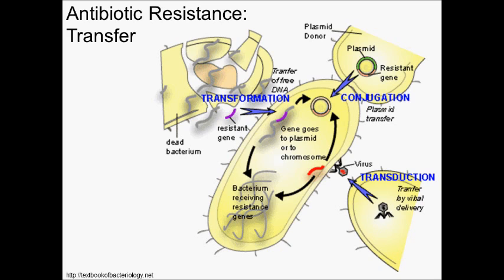Okay, and there are three mechanisms that can do this. Genes can be transferred simply by taking up DNA from the environment. So if a cell breaks up, then another cell may take up some of that DNA, and that may include the resistance gene. There can be conjugation, where two cells actually touch and transfer DNA from one cell to the other. And then the transfer can also be mediated by viruses. Viruses can transfer and bring DNA from one cell to the other.